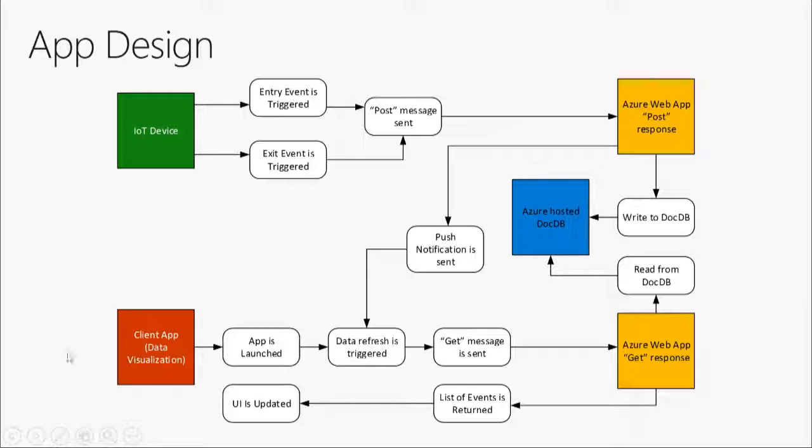Finally, when the data visualization app is launched or the push notification is sent, the data client app will send a GET message to the Azure web app, which will then read from the document database and return a list of all the events that have happened.